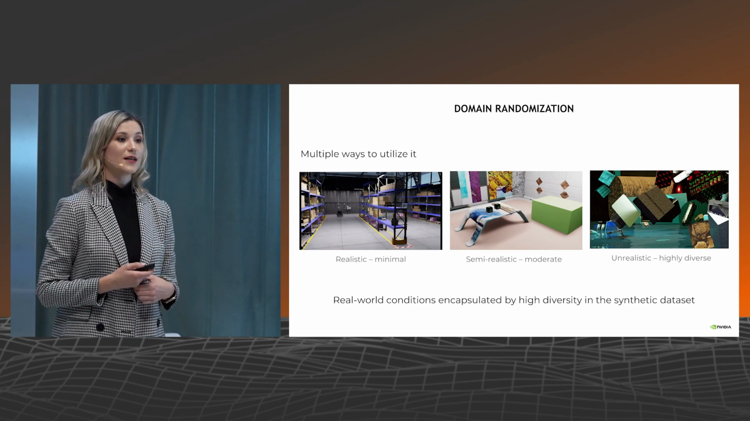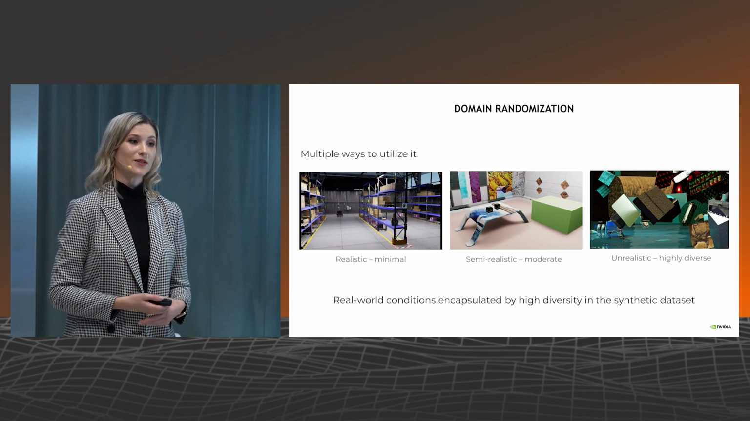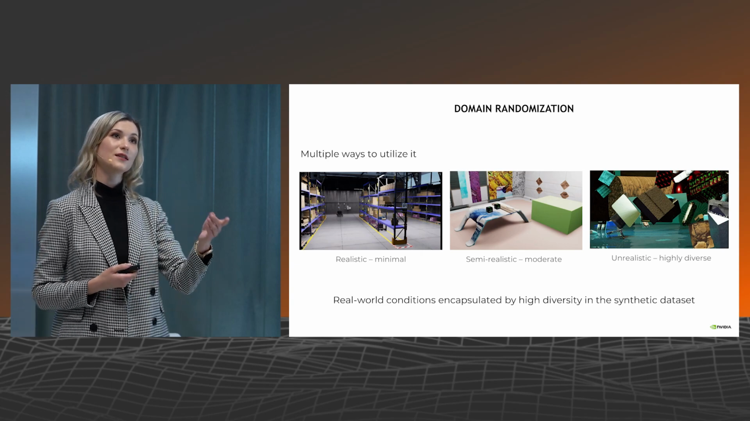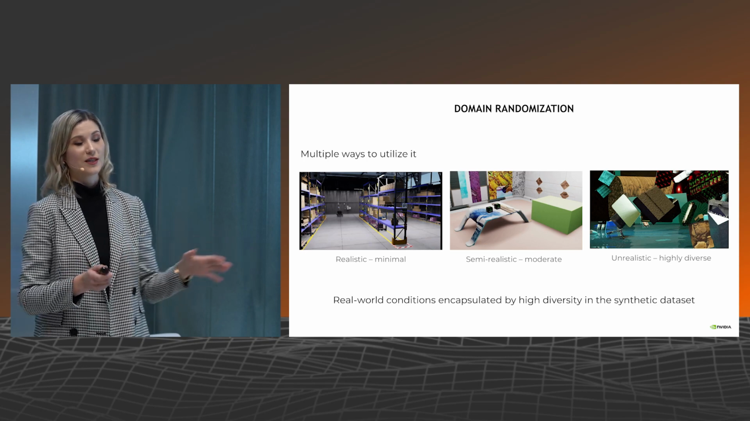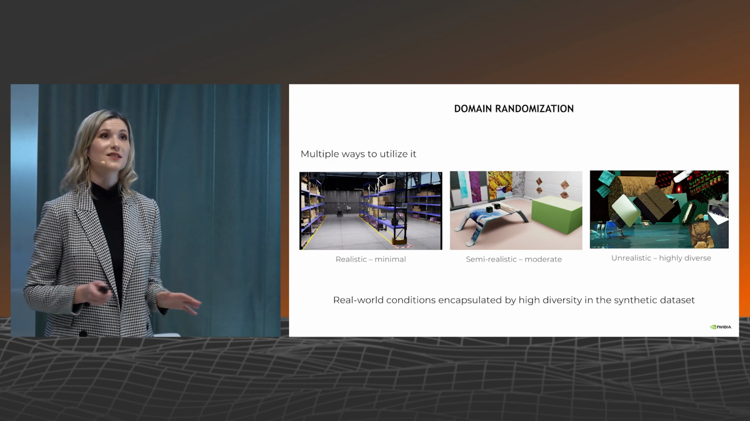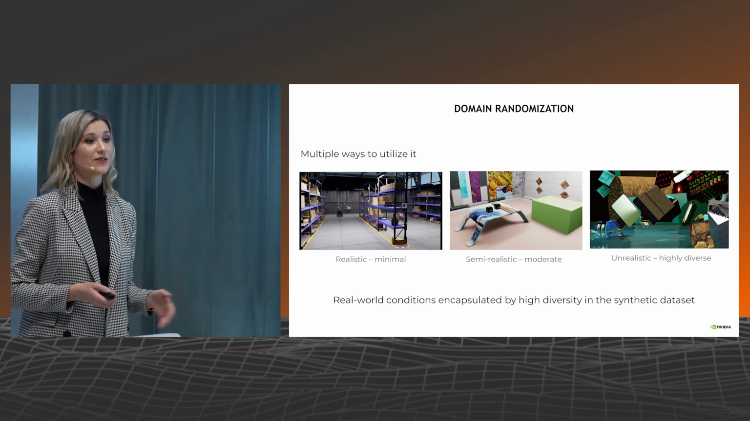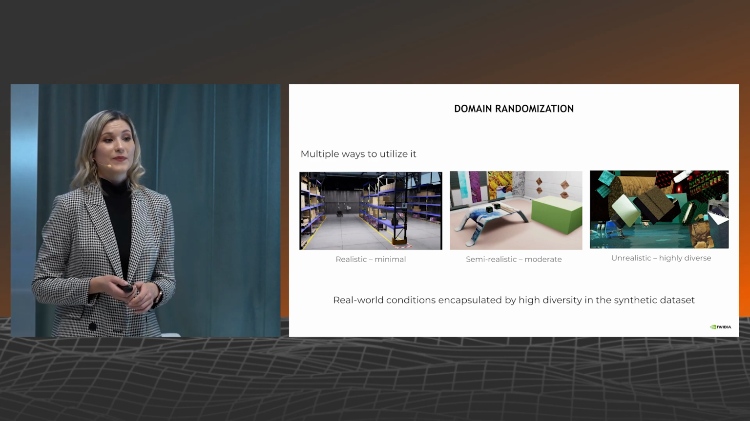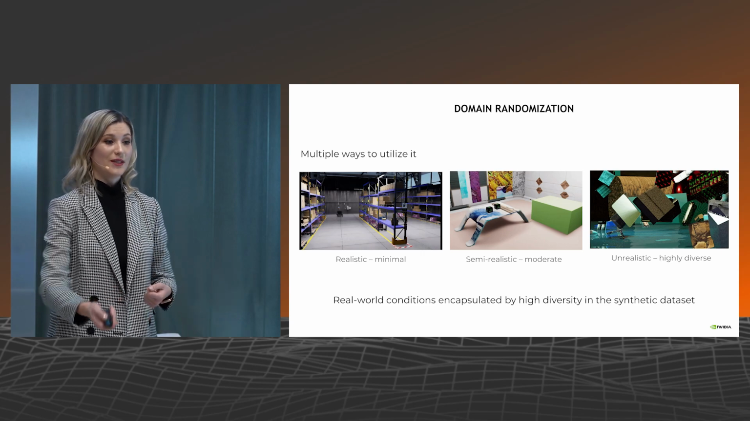You can also apply the so-called semi-realistic or moderate domain randomization. So in the animation in the middle, I'm showing you, you can see it's a room. It looks like a room, but it has funky colors and textures, and it looks as if a crazy person lives there in this room. It's not very realistic, but you can still perceive it as a room, right?